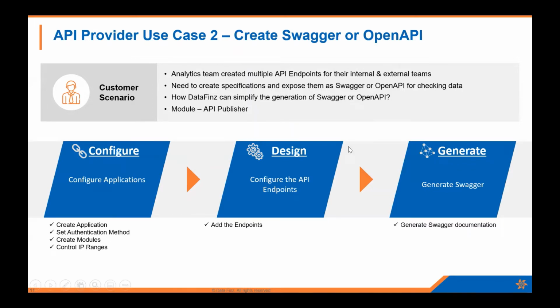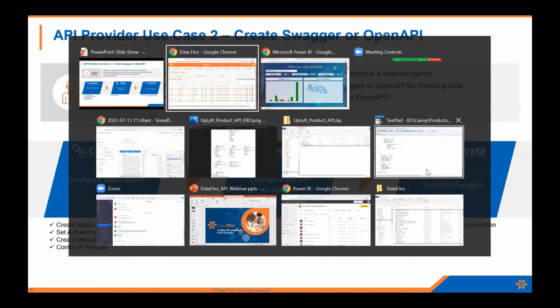So again, 3 steps here. I create an application. I'm going to set the authentication methods. This authentication method will run for the entire set of endpoints. If I set the authentication method as JWT, then for that API endpoint, you have to use JWT authentication. And then the second step, add the endpoints and finally generate the Swagger. So now let's take a look at how it is done.